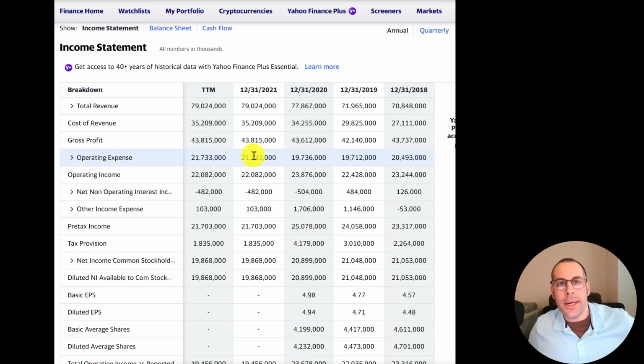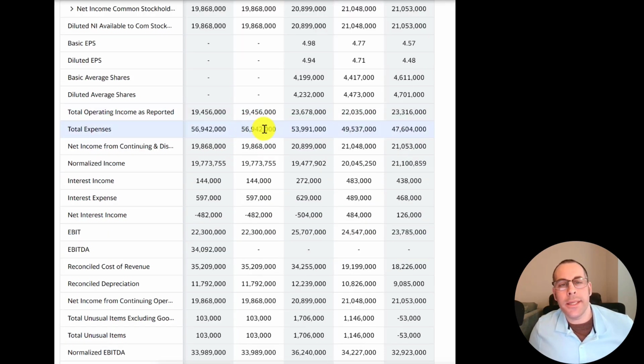Because Yahoo Finance only has a limited amount of buckets they could put expenses into. So sometimes the expenses go into cost of revenue when they should go into operating expenses and vice versa. But the revenue in Yahoo Finance and net income in Yahoo Finance always matches the company's. Total expenses is their cost of revenue plus their operating expenses.